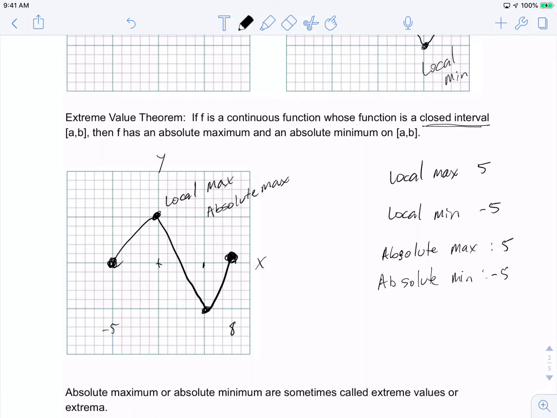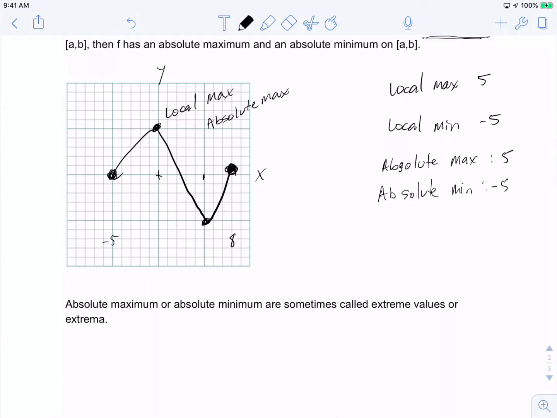They're the same. So an absolute maximum can also be a local, but not all locals are absolutes. That's something important for you guys to understand. Absolute max and mins are sometimes called extreme values because it's dealing with y, or they're called the extrema. That's something that I wanted you to know. It's the vocabulary that's so important.